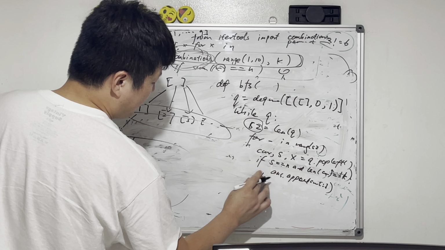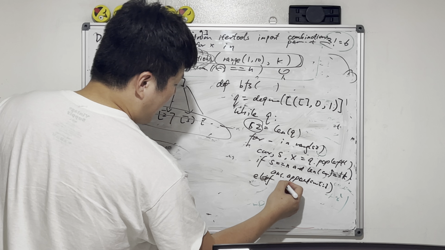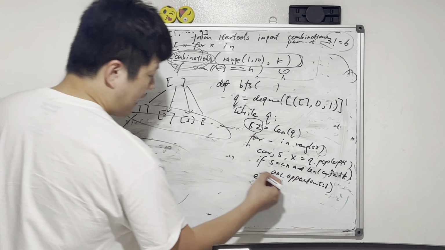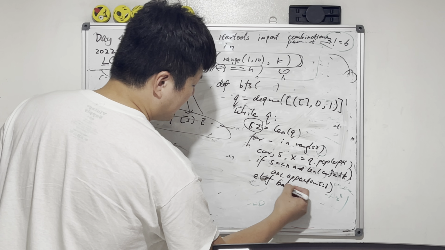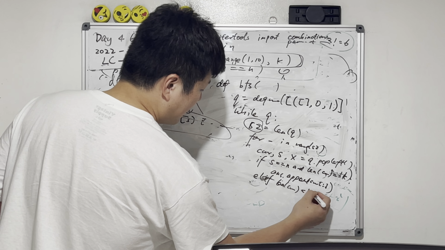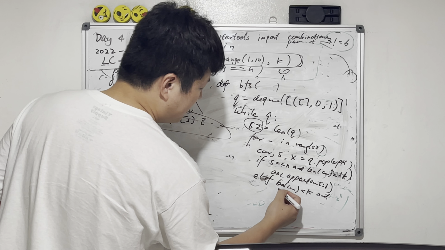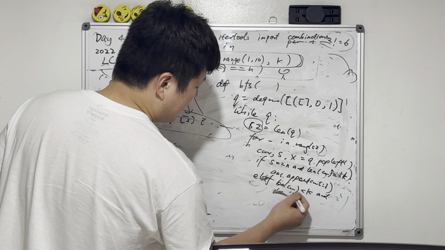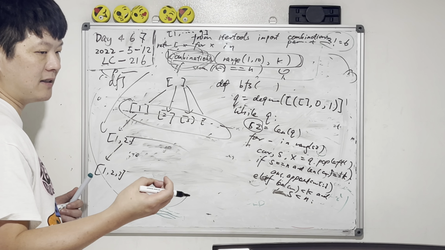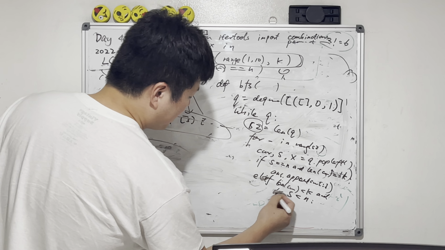Else what? Else if the length of the current is smaller than k, we still have numbers to pick, and the sum is smaller than n, so the numbers we pick do not exceed the sum. Then we need to go through the numbers. For i in range, we start from x up to 10, not including 10.